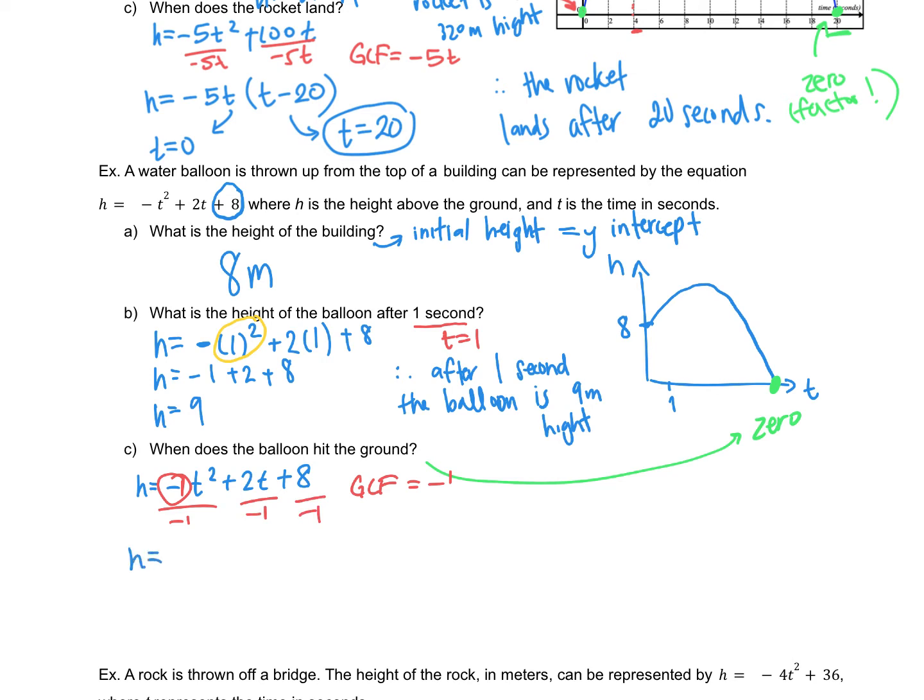And then -1 divided by -1 is +1. So we just have t squared. 2 divided by -1 is -2, so -2t. And then 8 divided by -1 is -8. Now we have that familiar simple trinomial, and we can do our product and sum.